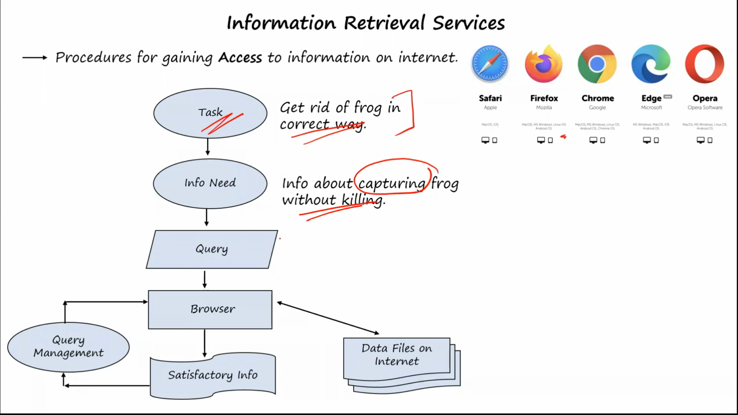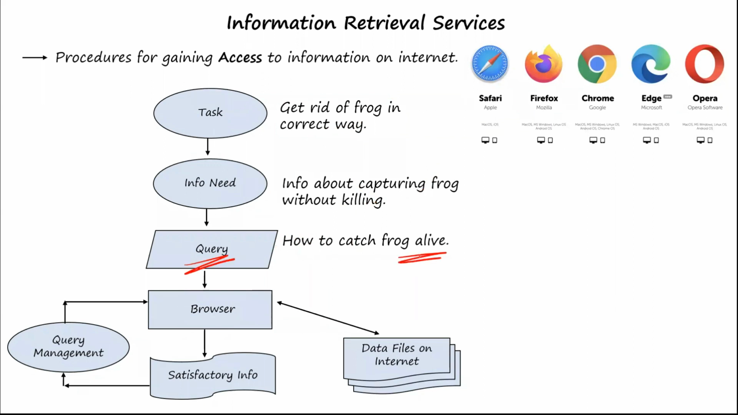So now comes the query part. This is the part that we enter into the browser. When we open Chrome, we enter a query into the browser. What's the query? First instance, I would say how to catch a frog alive. So my first query would be how to catch a frog alive. So what happens now? The query goes to the browser. The browser visits the data files on the internet. It searches all the data files for the relevant answer. And once the data files have some answer, they provide it back to the browser, and the browser gives that answer to us.